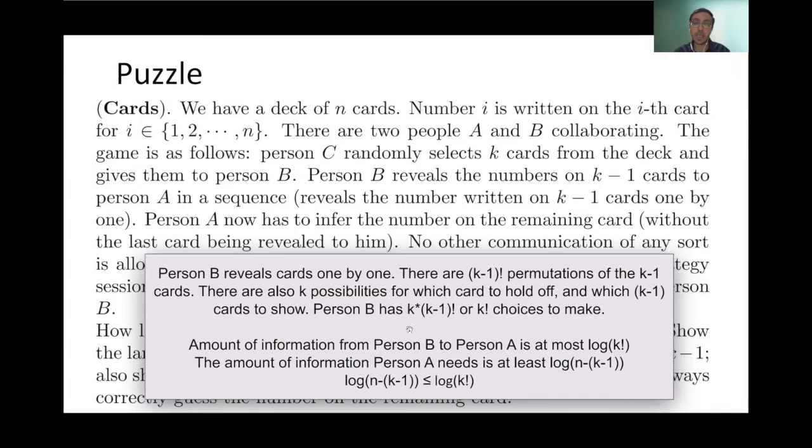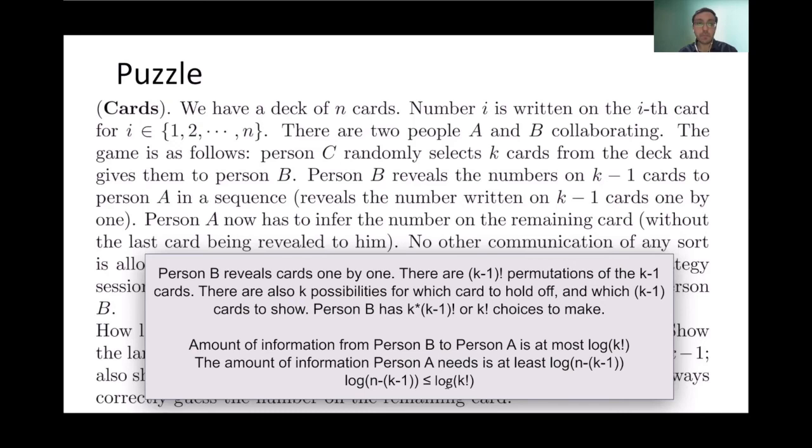Now, how much information does person A need to recover to infer the remaining card? So K minus one cards have been revealed, and n minus K minus one cards remain. And he needs at least log of this number, because the remaining card can be any of these n minus K minus one cards. So log of n minus K minus one should be less than or equal to log of K factorial. This is an intuitive argument. I will next give you a formal argument, but I just want to show you how information transfer is happening, right? At most, log of K factorial bits can be communicated from person B to person A, no more than that.